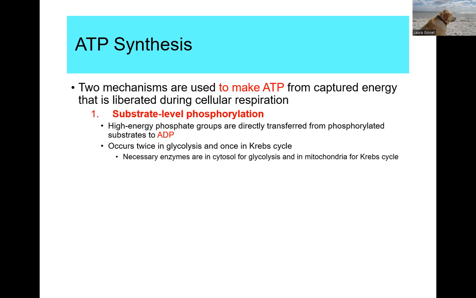Right, so there are two ways to make ATP. You can do it through what's called substrate phosphorylation or oxidative phosphorylation. Substrate phosphorylation means that high energy phosphate groups are directly transferred from a phosphorylated substrate to ADP. So we're going to take an inorganic phosphate and put it onto an ADP, and this happens twice in glycolysis and once in the Krebs cycle, where we're producing ATP by having an ADP and a phosphate group, and we put them together.